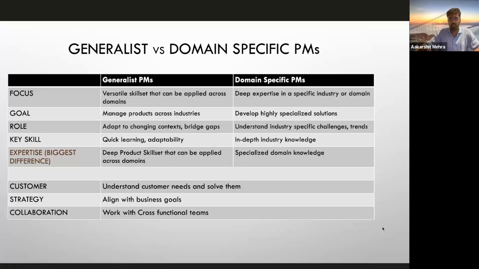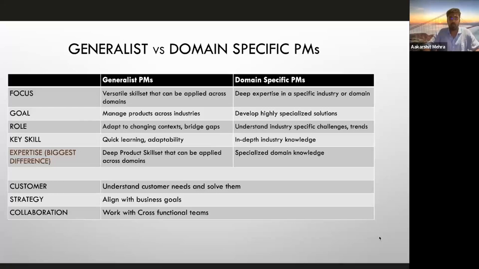Domain-specific PMs would be relevant in certain industries where the product that needs to be built requires or will benefit immensely from the product manager having a lot of domain-specific knowledge. As an example, if you're building a product that will be used by lawyers, and something that goes into the details of legal, how lawyers work, how lawyers do their business, etc., you would typically want someone who has worked in that particular industry, who has a lot of domain knowledge that can be applied on day one and help make the product better.